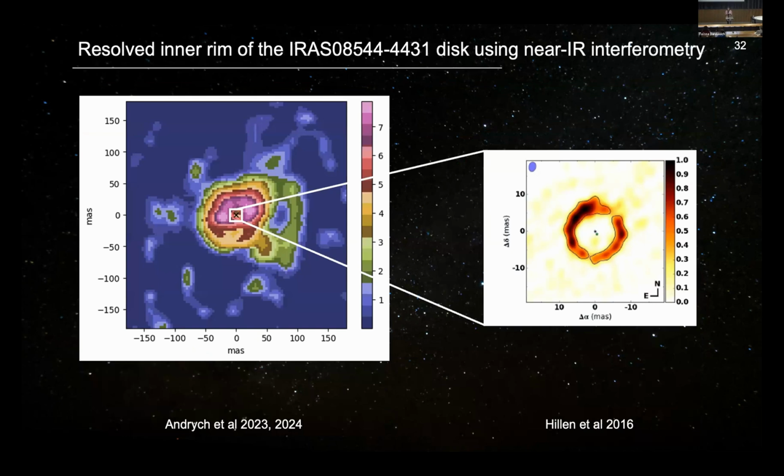Now on this slide, you can see how high angular resolution imaging results complement existing near-infrared interferometric data. On the left side here, there is a combined polarimetric image of the IRAS 08544 circumbinary disk in optical and near-infrared direct polarimetric imaging. And on the right side, there is an interferometric reconstruction of the dust inner rim of the disk.